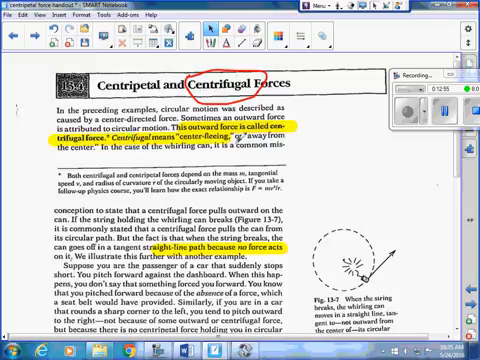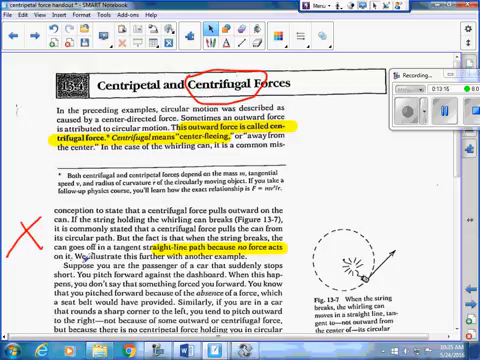In the case of the whirling can, it's a common misconception to state that a centrifugal force pulls outward on the can. Not true. If the string holding the whirling can breaks, it's commonly stated that a centrifugal force pulls the can from a circular path. That would be wrong, false, not true.